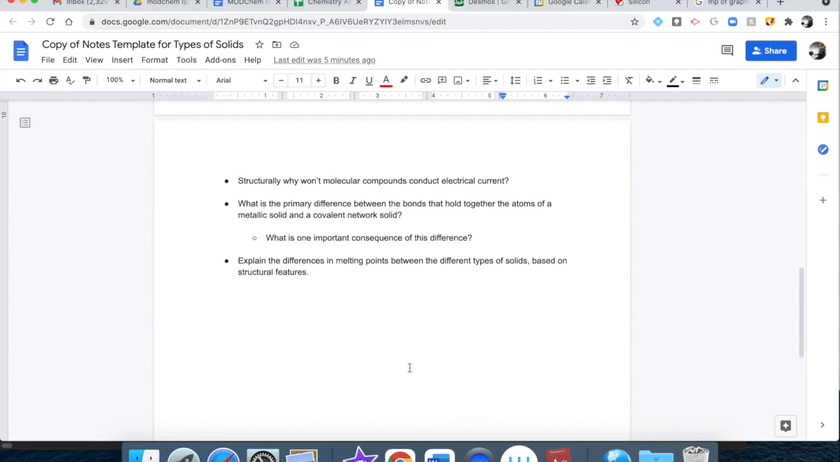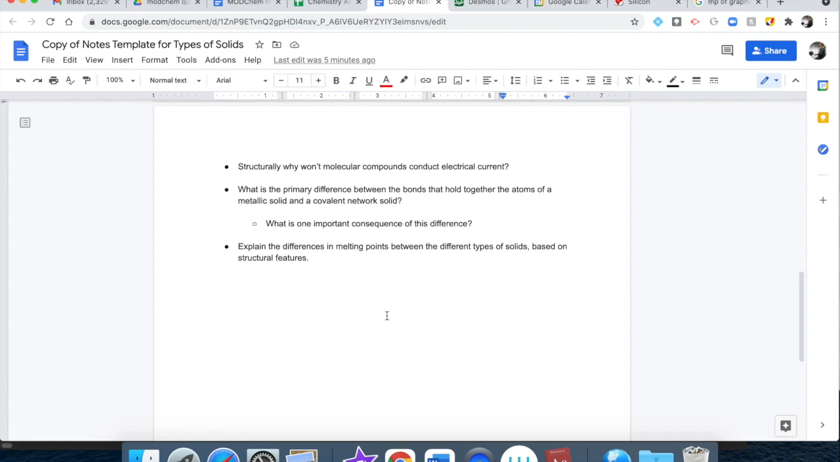Explain the differences in melting points between the different types of solids based on structural features. I think we've already done that as we went through the chart, but if the attractions between the particles in the solid are weak, it will have a low melting point. We saw that with atomic solids like argon, where the weak attractions between atoms will break them up easily.